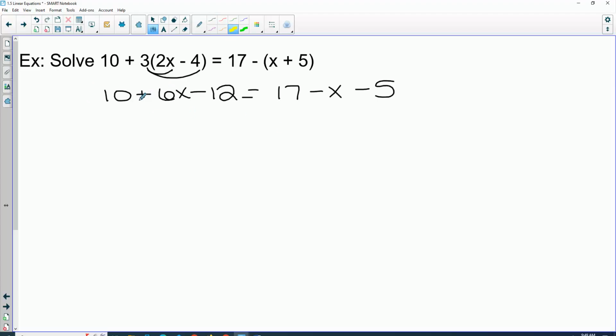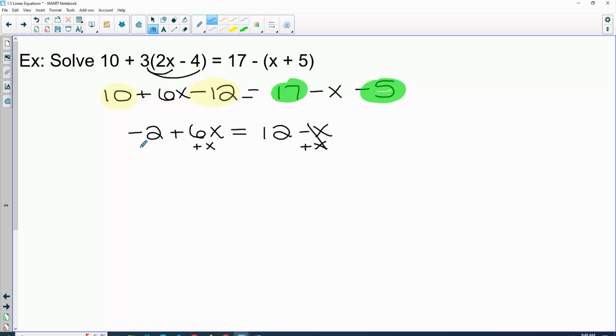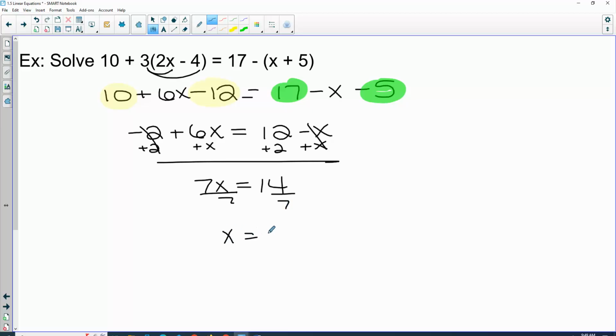So on the left, we have our 10 and our negative 12, so that gives us a negative 2 plus 6x. On the right, we have our 17 minus 5, so 12 minus x. Now what? Add this x over. I'm going to go ahead and add my 2 on the other side as well. So we get 7x equals 14. Divide by 7 and x is 2.